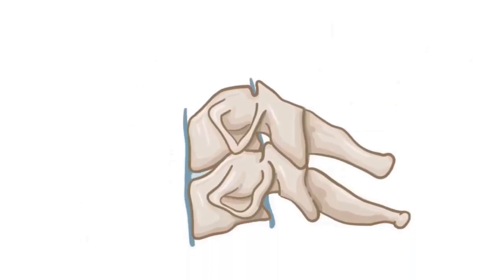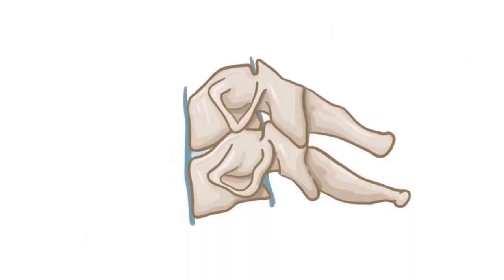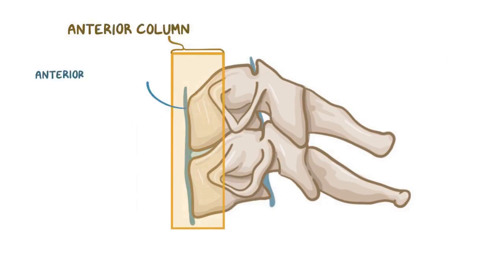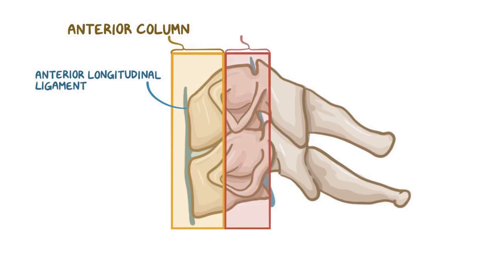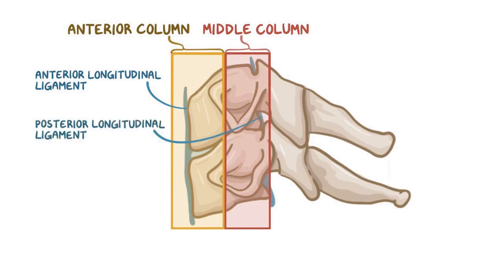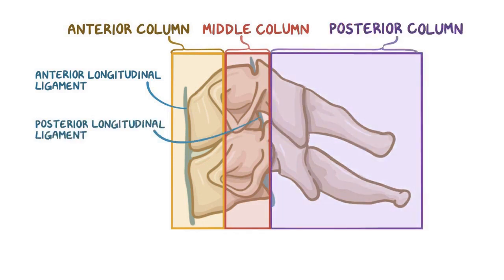To understand cervical spine fractures, the spine is anatomically divided into 3 columns. The anterior column is made of the anterior longitudinal ligament, in the anterior half of the vertebral body. The middle column is made of the posterior half of the vertebral body and the posterior longitudinal ligament. The posterior column is the remaining posterior aspect of the spine.